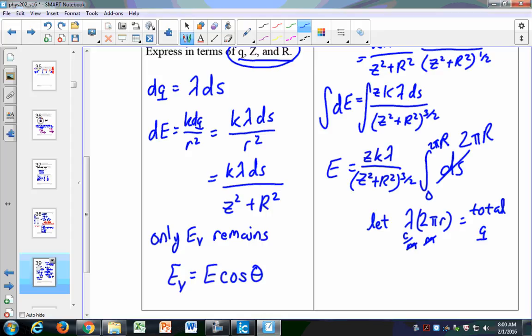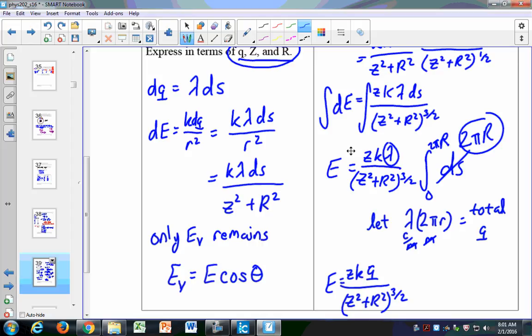So I'm going to substitute this and this, just substitute q for that. So E then is kzq over z squared plus r squared to the 3/2.